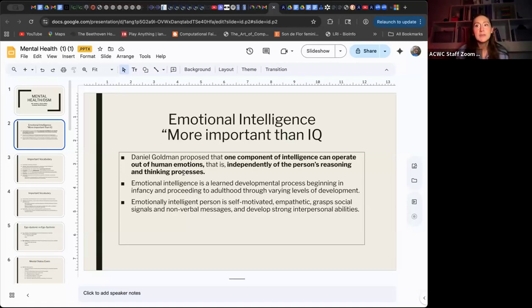More like what we would need to be really good therapists. Can you read nonverbal messages? Do you get those social signals? Are you empathetic? Can you be self-motivated? His work on emotional intelligence is really interesting research if you want to look it up. But just for the sake of the exam, and we just teach to the test, this is basically all you need to know about that.